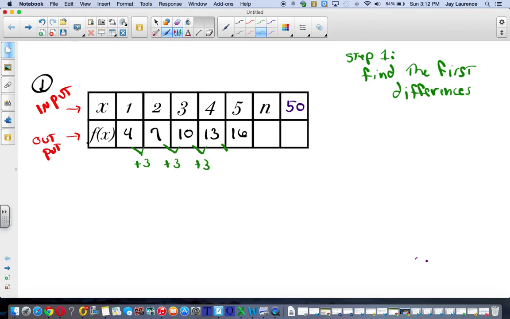Do you notice how this add 3 shows up every single time? These are my first differences. Yeah, the first differences. Okay, it's plus 3 every time. That's a great thing. When the first difference is always the same, the equation will be linear. It's going to be a linear equation. All right, that means the highest exponent on x is going to be 1.